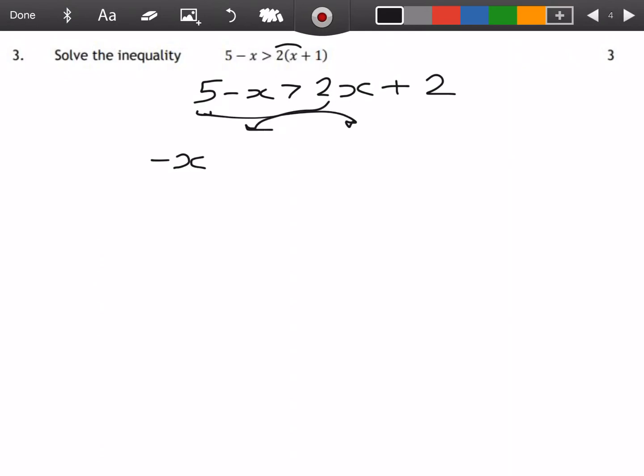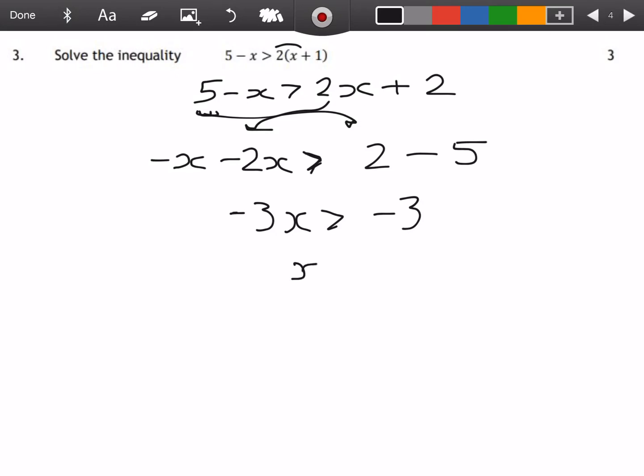Now if the 2x moves across, it becomes a take away 2x. Inequality symbol's the same. It's a positive 2 that's still on that side. I'm not moving it. However, the 5 is moving across from the left over to the right, so it becomes a take away 5. Altogether, we have negative 3x's, because you've got negative 1 and another 2 more, so it's negative 3x greater than negative 3.